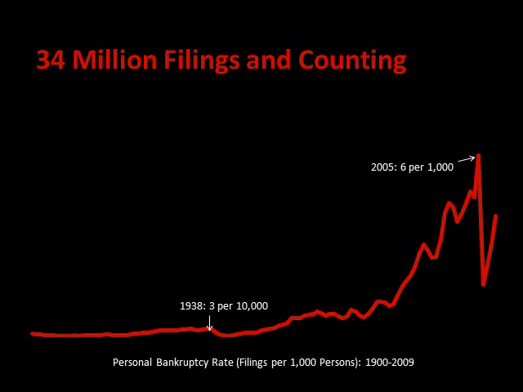It's really difficult to overstate the importance of understanding bankruptcy. This graph shows the personal bankruptcy rate in the United States from 1900 in the bottom corner to 2009. Before World War II, it's easy to see that bankruptcy was a rare event. In 1938, for example, there were just 3 petitions for personal bankruptcy for every 10,000 people in the country. But by the end of this time series in 2005, the personal bankruptcy rate reached 6 per 1,000 people.